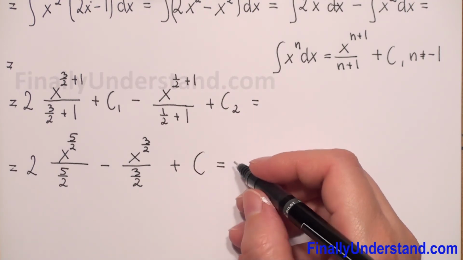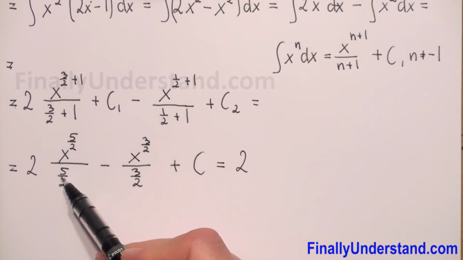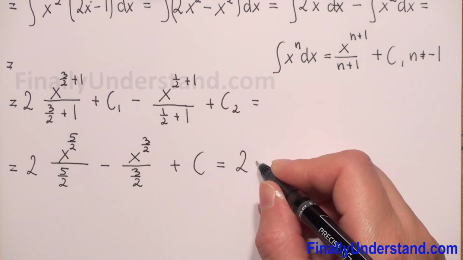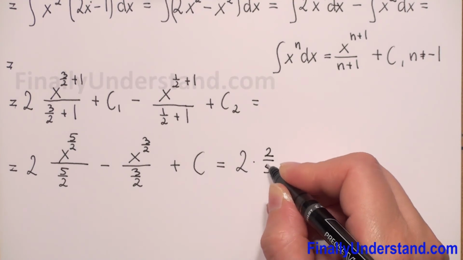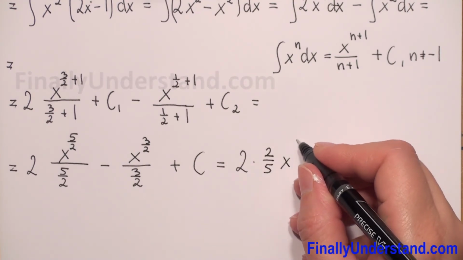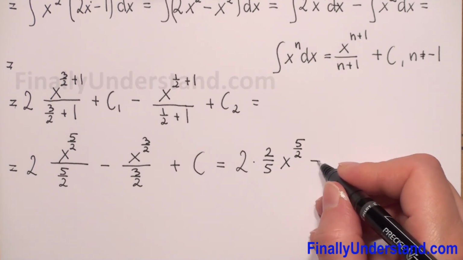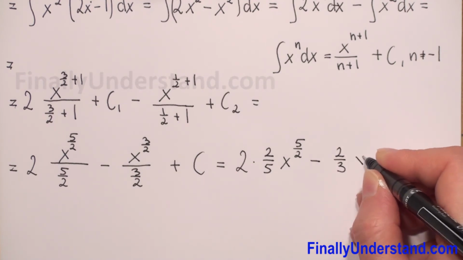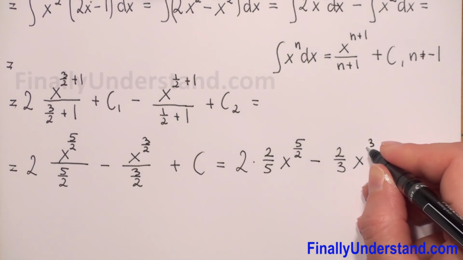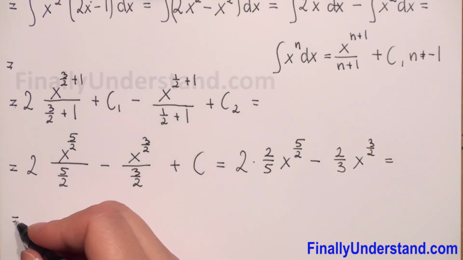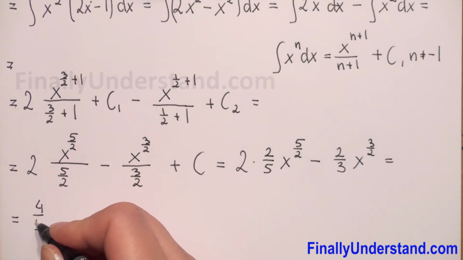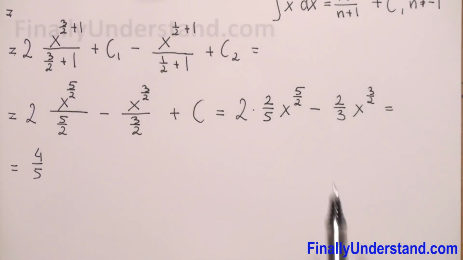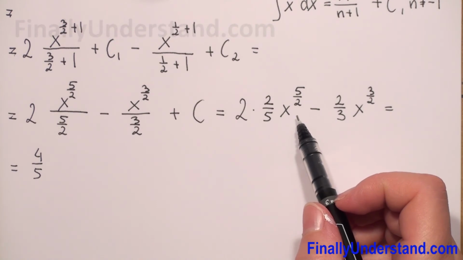So this is equal. We have 2, and because we have division and we have fraction, we have to flip this fraction. So it will be 2 times 2/5 times x to power 5/2, minus, and again we have to flip this fraction, so it will be 2/3 times x to power 3/2. This is equal. We will have 4/5, and because we have at the beginning square root, we will change exponent form to radical form.